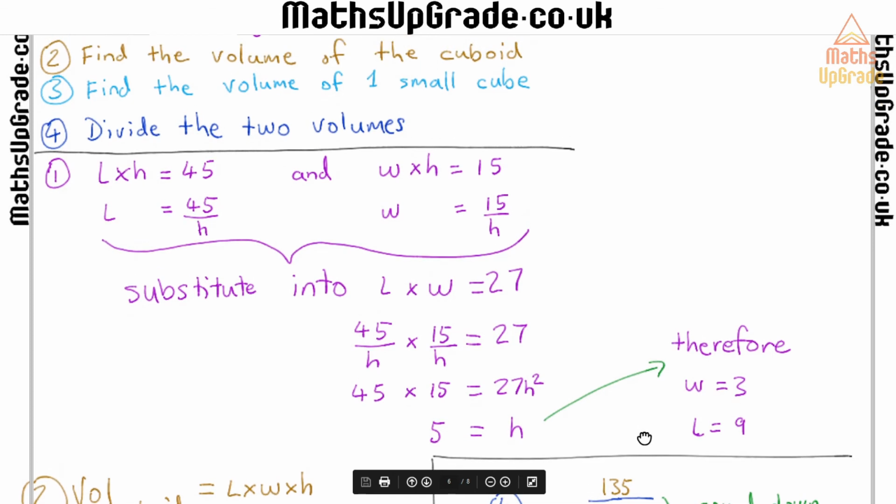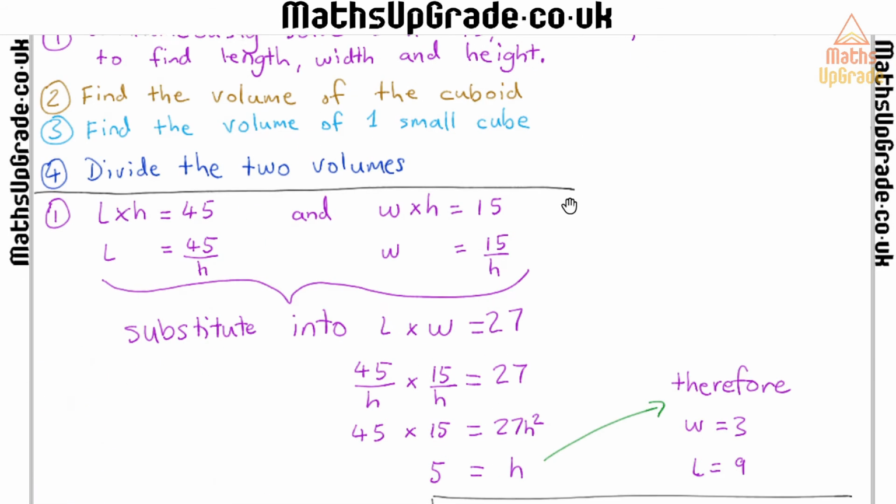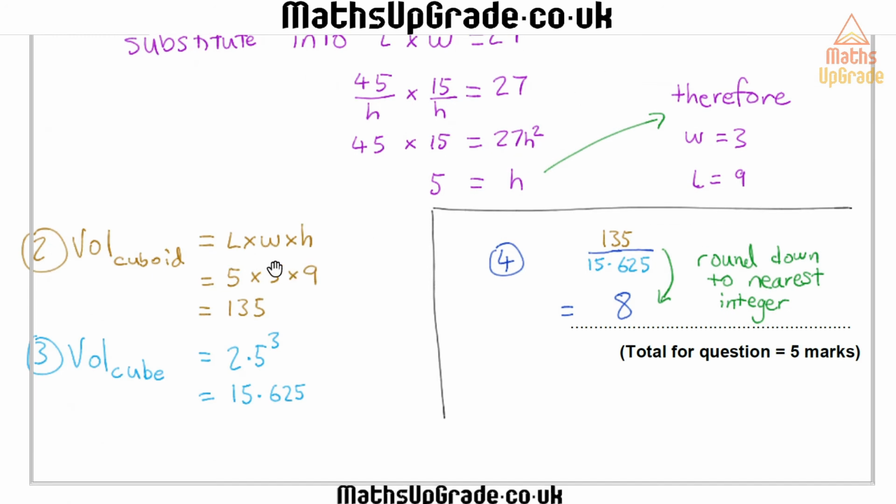Next, I'm going to find the volume of that whole cuboid and know the measurements. So the measurements are 5, 3 and 9. To find the volume, just multiply the length, width and height together and you get 135.